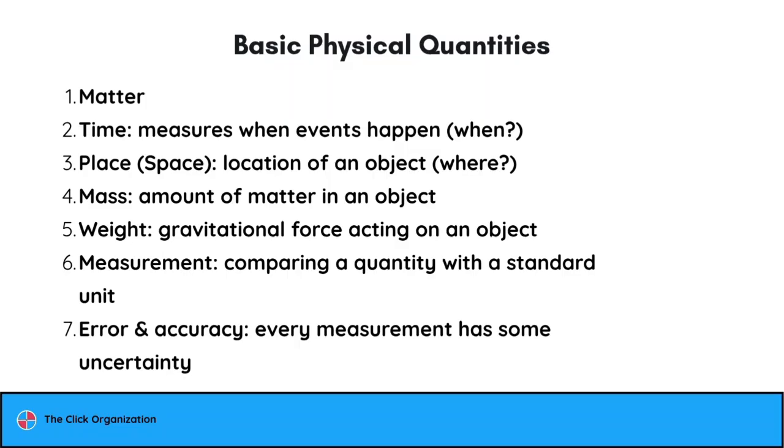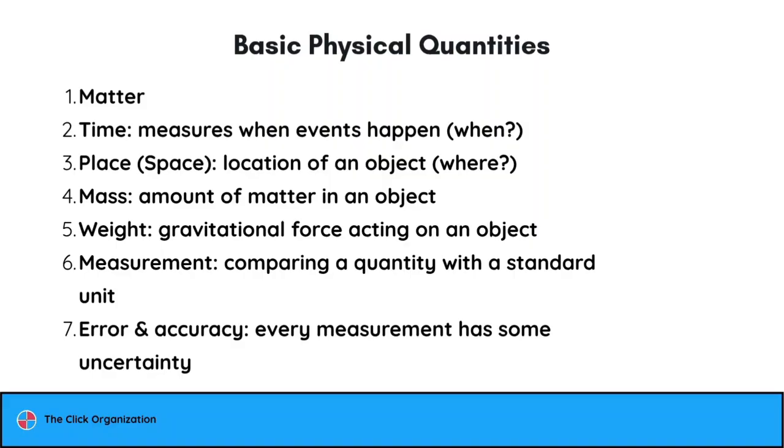Now, here we have basic physical quantities. The first one is matter, which we discussed in the previous slide. The second one is time, which tells us when something happens, like when did that event occur. Space or place, it tells us where something happens. Mass is the amount of matter in an object. Weight is the force of gravity acting on that object.